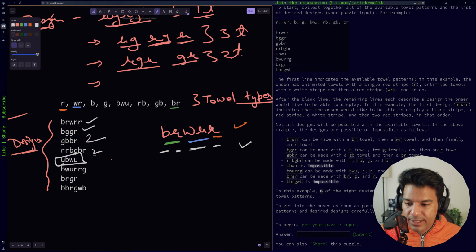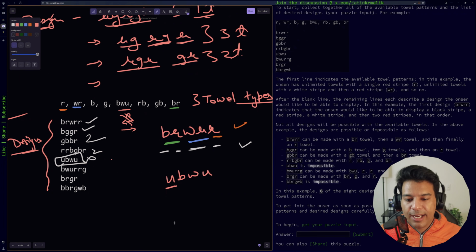So let's look at this case. This says it's not possible to do this. I will write it down. So it's UBWU. And if I look at it now, I can clearly see that I don't have any towel that starts with U. And not to confuse with this, because we cannot reverse it. It will always have to be read exactly how it is given. So we cannot reverse it or anything. So it seems like we cannot do this. Obviously, we had a matching towel for BWU, but we don't have a single U towel or a UB towel or something like that.